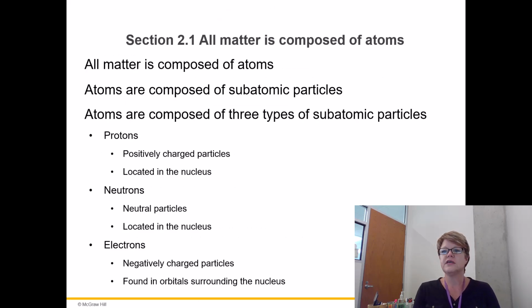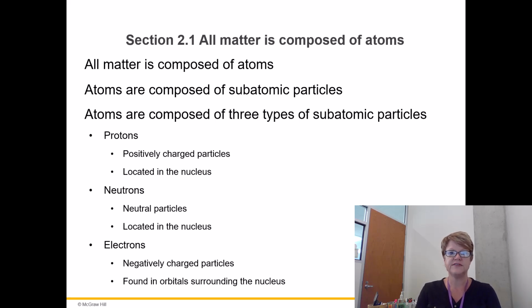All matter is composed of atoms. So the atom, you'll remember from the biological hierarchy that we studied in chapter 1, was the first item on our hierarchy. And it is the unit of matter, not the unit of life. The unit of life is defined as the cell, but the matter is composed of atoms.